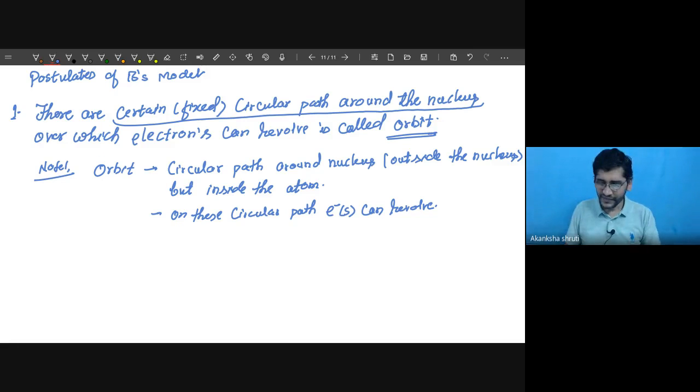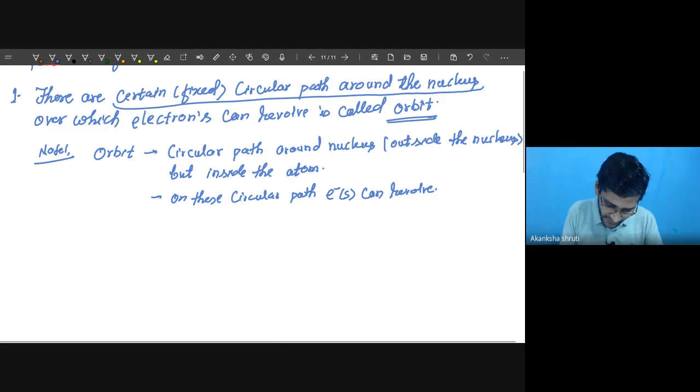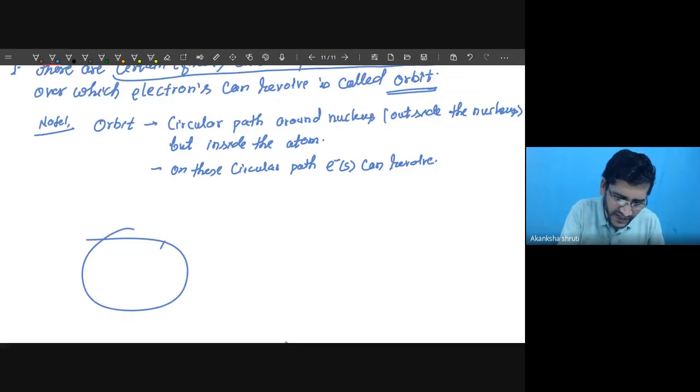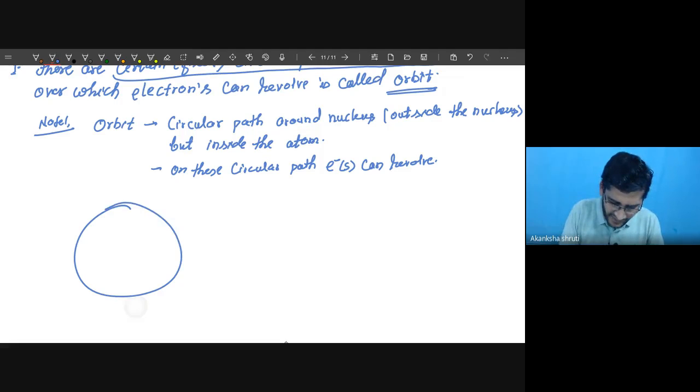It was this one. The other things, like the nucleus and the size of the atom, the size of the nucleus, all those things as given by Rutherford were also adopted. Means what? If we are considering this as the entire atom, as the circle, then at the center there is the nucleus which contains the protons, and in between there are certain fixed paths.